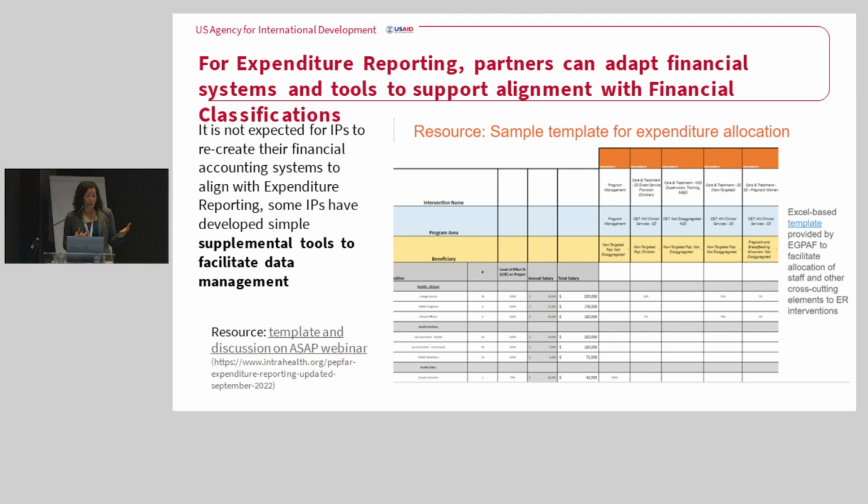It's just, again, one example or approach that can be used, but provides a great example of a tool that can be used in alignment with a partner's existing financial systems to meet expenditure reporting requirements. So we're not asking everyone to revise their systems, but supplemental tools like this can be really helpful to get a systematic and reproducible approach to allocation. And within the slides, which should be circulated, there's a link to both the template and the webinar recording, so you can hear our colleagues from EGPAF talk a little more specifically about how they use this tool.